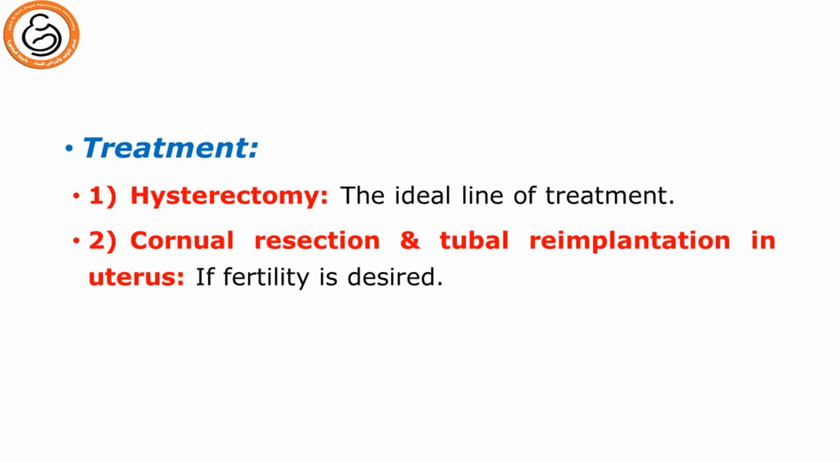Treatment: usually hysterectomy is the ideal line of treatment, while sometimes if fertility is desired, we do conservative surgery, removing the cornu, doing cornual resection and tubal reimplantation in the uterus.